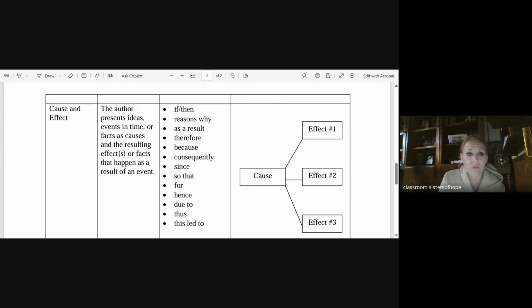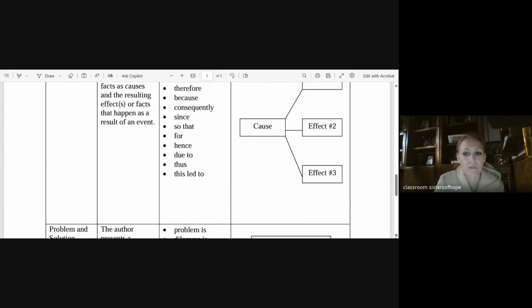So it's when the author presents ideas in a time sequence, but one thing directly leads to the other. I've got a list of words that show the cause and effect, and then this is a graphic organizer that you could use to go along with it. A lot of times there's one event that happens, and then there's multiple effects that happen as a result. So that's why it's split off into the different boxes.